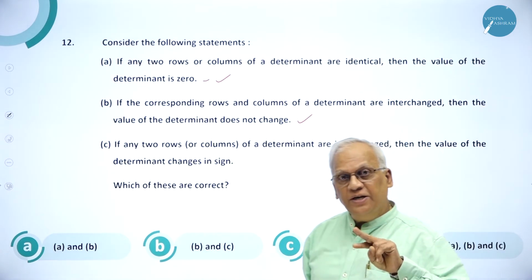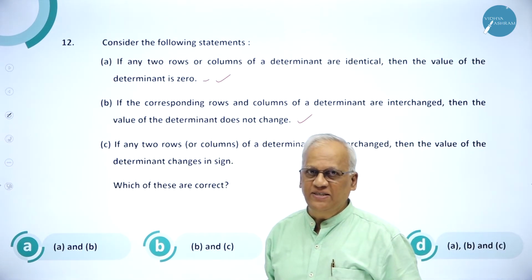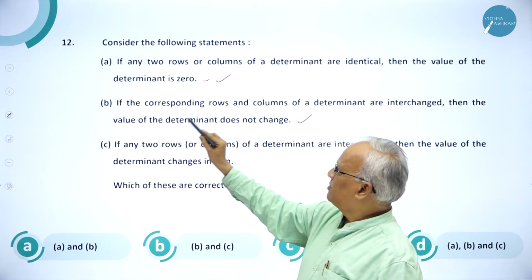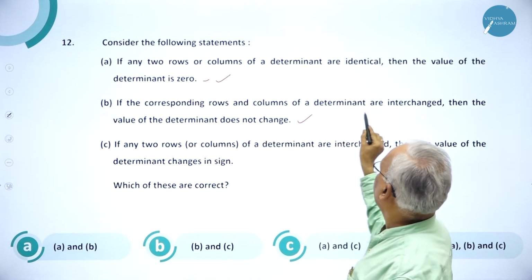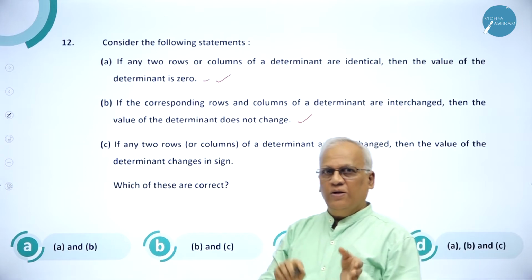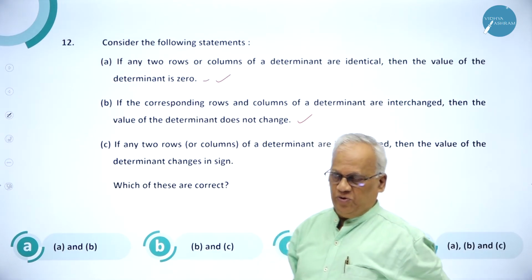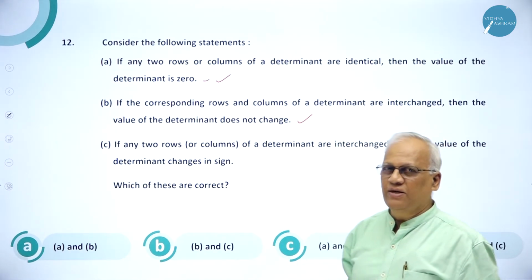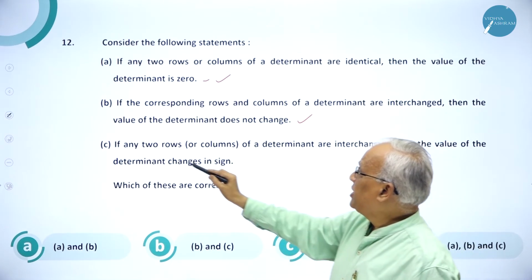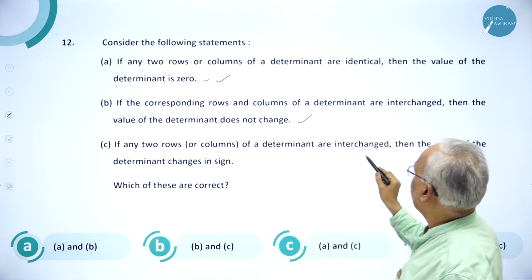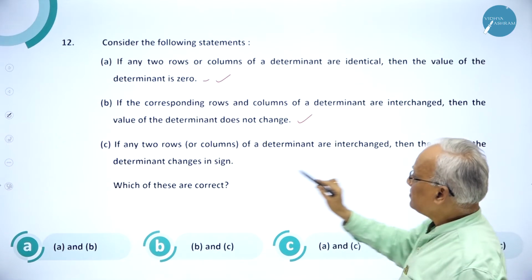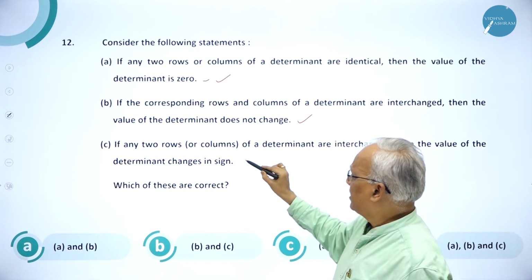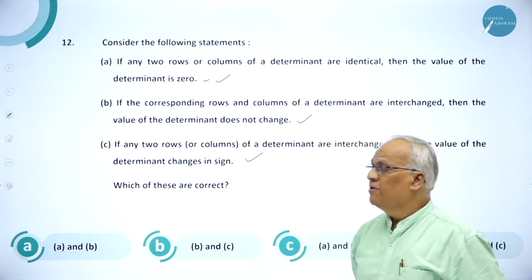But when you interchange two rows, the determinant changes its sign. That is different. Here, interchanging the corresponding rows and columns means transpose, so the determinant of a matrix is the determinant of its transpose. If any two rows or columns of a determinant are interchanged, then the value of the determinant changes its sign. This is also perfect.